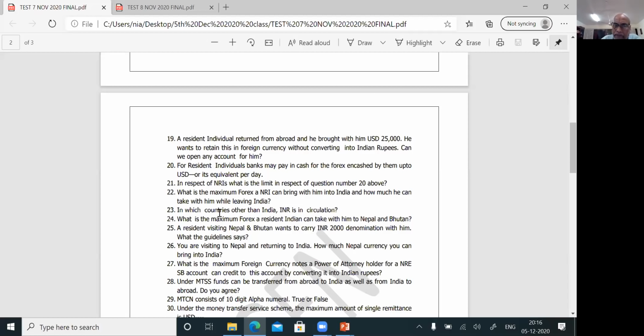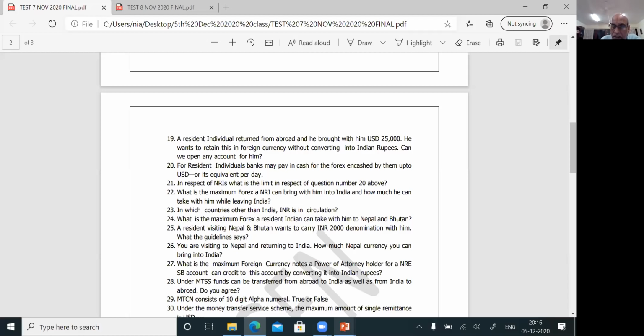Question number 23. In which countries other than India is the Indian rupee in circulation? It is in Nepal and Bhutan. So for question number 23, the answer is Nepal and Bhutan. Question number 24. What is the maximum forex a resident can take with him to Nepal and Bhutan?